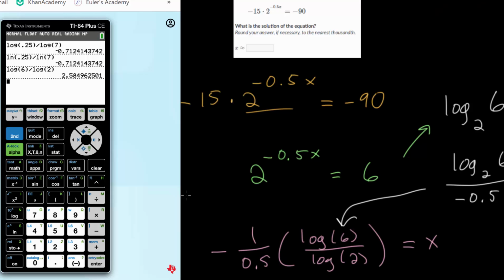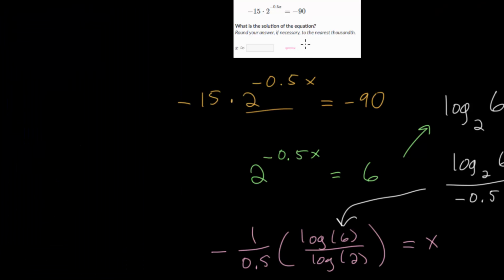And at the end, like I mentioned, we'll just divide it by negative 0.5, and that should give us our answer, this minus 5.1699. So we'd have to round up, and this 9 would also round up to a 7, so it'd be 0.170. So minus 5.170. Let me rewrite that with a darker color. So minus 5.170 is our answer, rounded to the nearest thousandth.